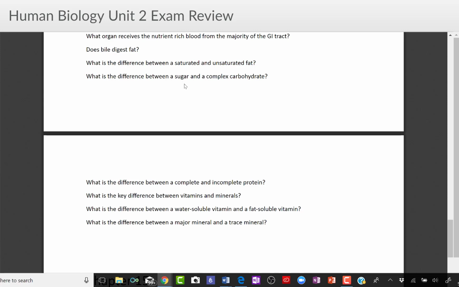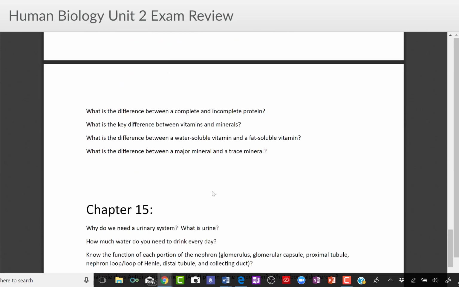They're going to be starch, which is how plants store energy. Glycogen, how animals store energy, including us. We store glycogen. Glycogen is how we store glucose in our liver and our muscles. And the third one is cellulose, or fiber. Those are your complex carbs.